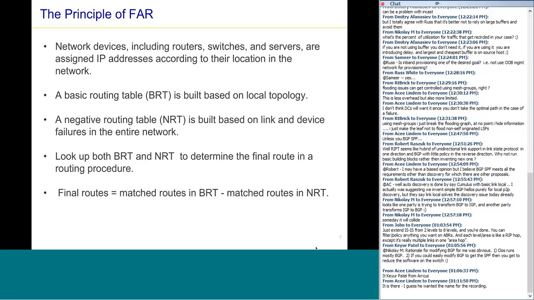The lookup to both BRT and NRT is required to determine the final route in a routing procedure. So basically, you have the BRT and you have the NRT, and in order to determine the final routes, you find the matched routes in the BRT and subtract those matched routes in the NRT. That's what the avoidance of the fault means. You are subtracting or eliminating those fault routes, and then you come up with the final routes.